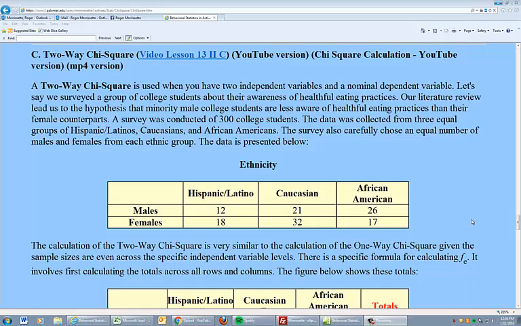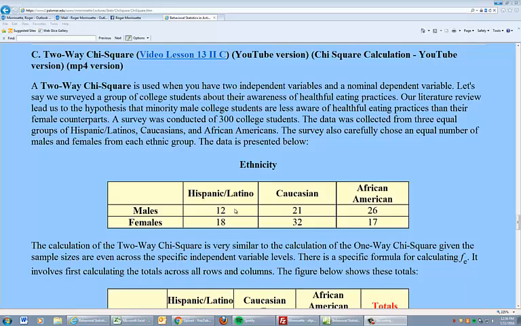Okay, let's calculate a two-way chi-square now. Here's our example we're going to be using right here. Two-way means two independent variables, or two factors. And here are our two factors, ethnicity and gender. Our dependent variable is in here, and it is a measure of healthful eating practices.